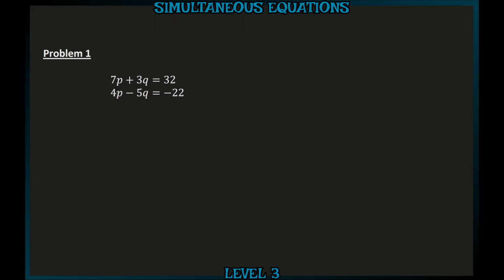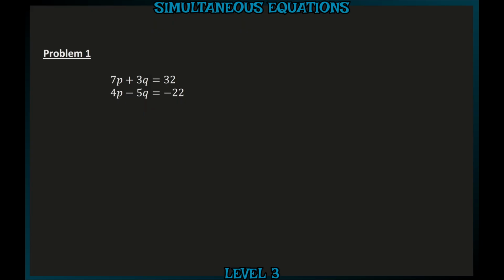Now if we wanted to look at the p's, we could multiply the 7p in the first equation by 4, and multiply the 4p in the second equation by 7, and we'd have 28 p's in both equations. Alternatively, we could look at the q's and multiply the top equation by 5, and the bottom equation by 3, and we'd have a 15q in the first equation and a minus 15q in the second, and we could eliminate these by adding them, and the choice is ours.